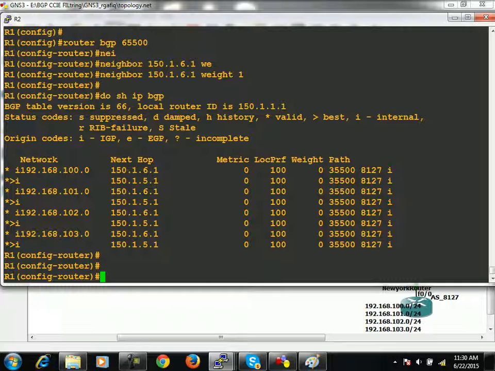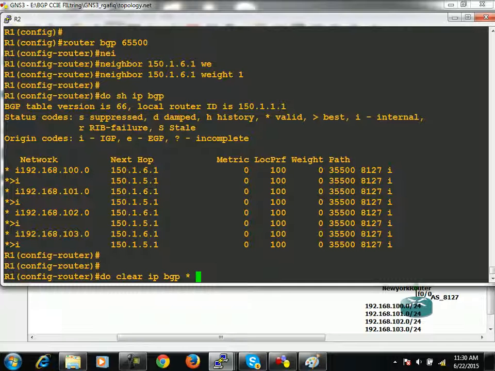Have your changes taken place till now? No, of course not. In BGP, whenever you do this type of configuration, your changes will not take place automatically. You have to clear your BGP neighborship, but if you clear your neighborship, it will affect the CPU.